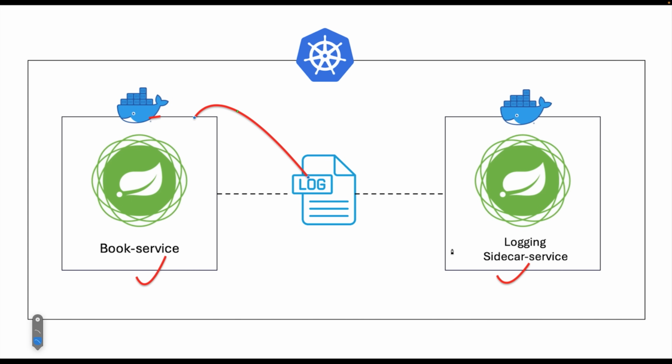And next we'll validate the log statement in this sidecar service, whether it is able to read the log from this particular location or not. That is what we are going to validate, because we segregate the log statement to the sidecar service instead of mixing it up in book service. That is the simple funda we are following, right?